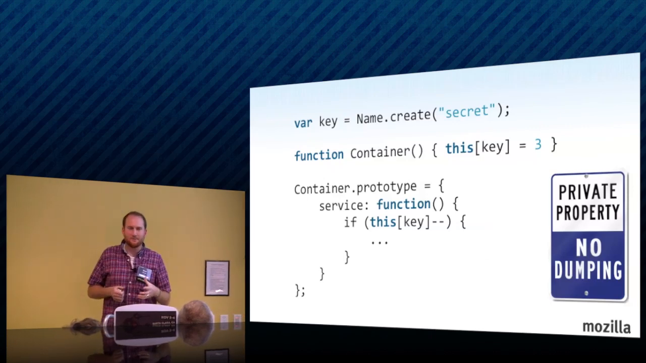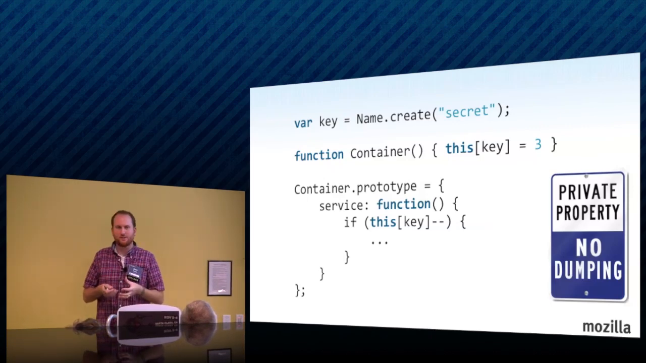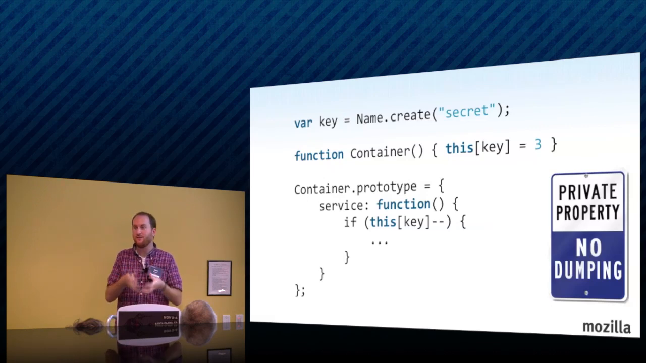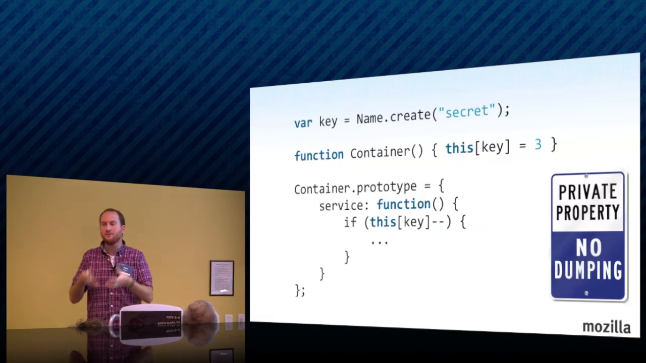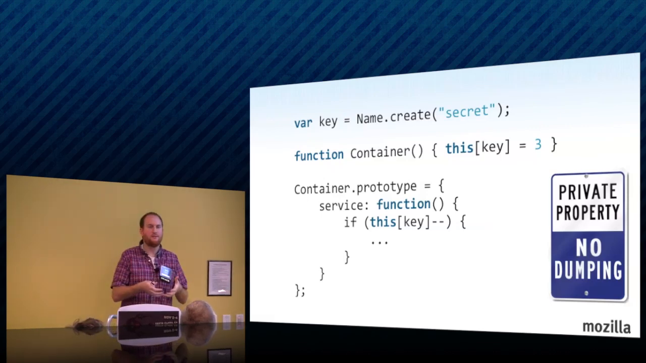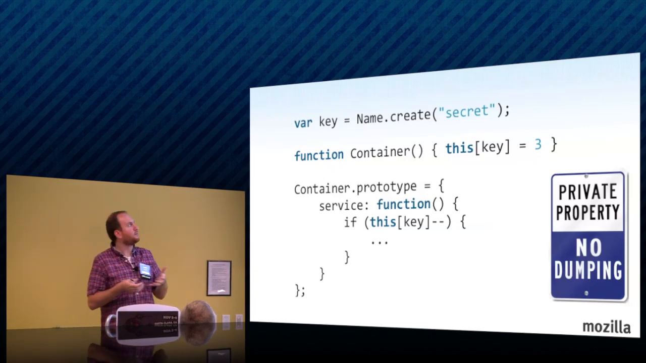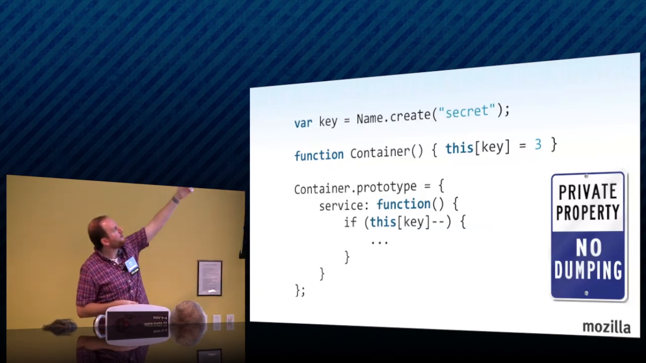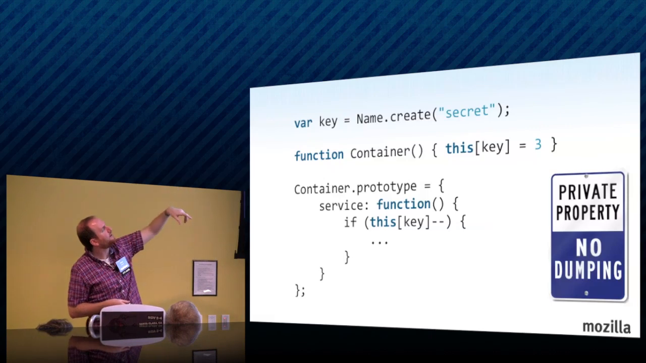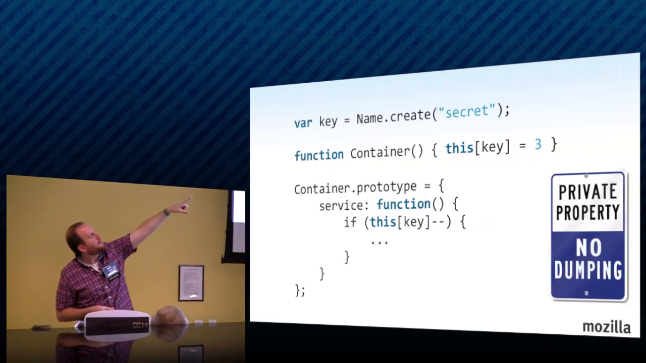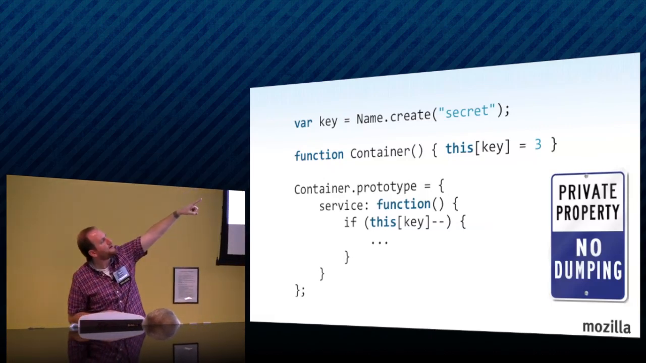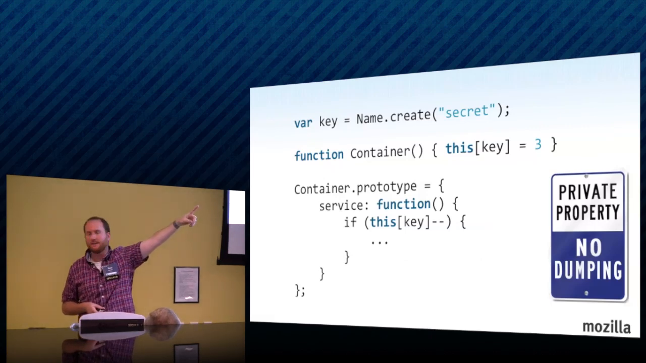A name object really doesn't have any data inside of it. It's just sort of a token that has a unique identity. So you can create as many new names as you want. And then once you have one of these names, you can use it as a property key. So here we create a new key. I'm just calling it key here. And that key is the name of the property where we're storing the secret data.